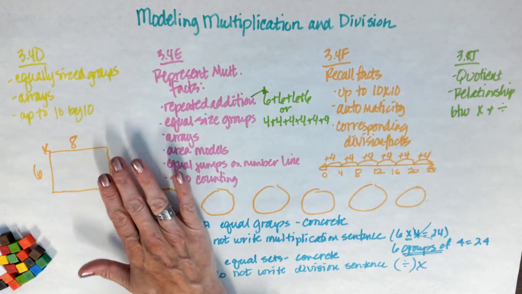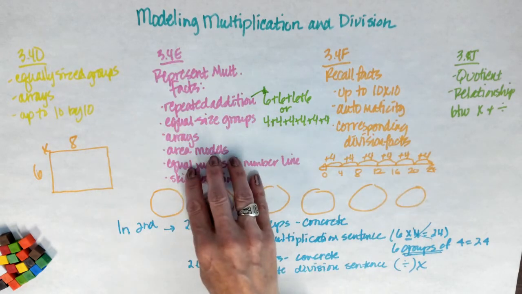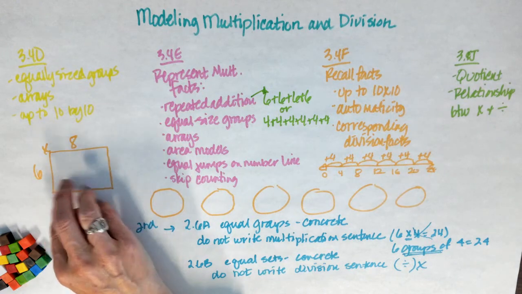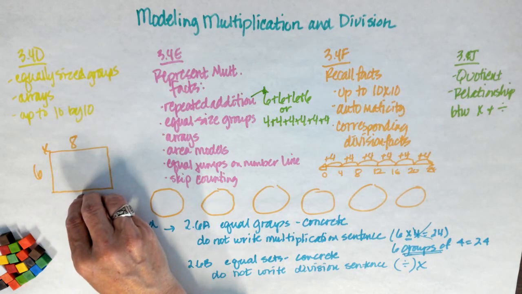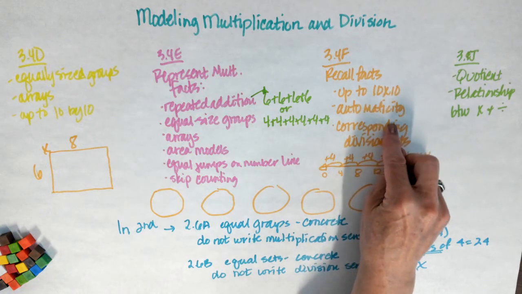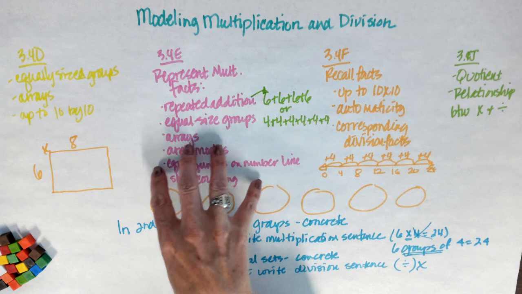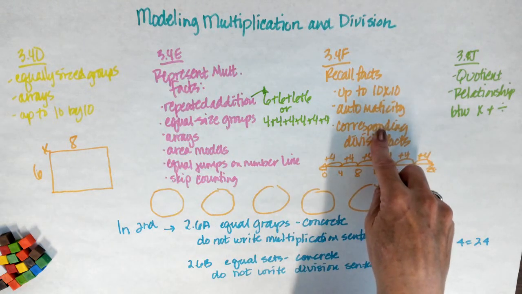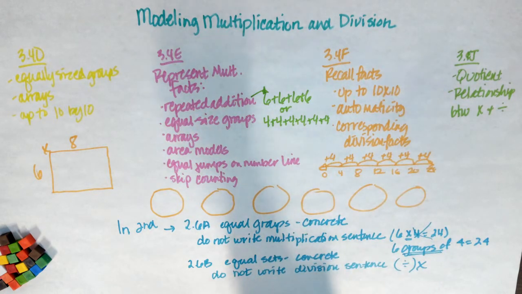It's that concrete, pictorial, abstract. What we're looking at here, most of these are concrete. When we move to arrays and area models and pictures of things, number lines, that's pictorial. When we move to automaticity recall, that's abstract. So we have to start with the concrete, and they have to get good at that before we'll ever move to automaticity. So this takes time, and it doesn't take speed races.